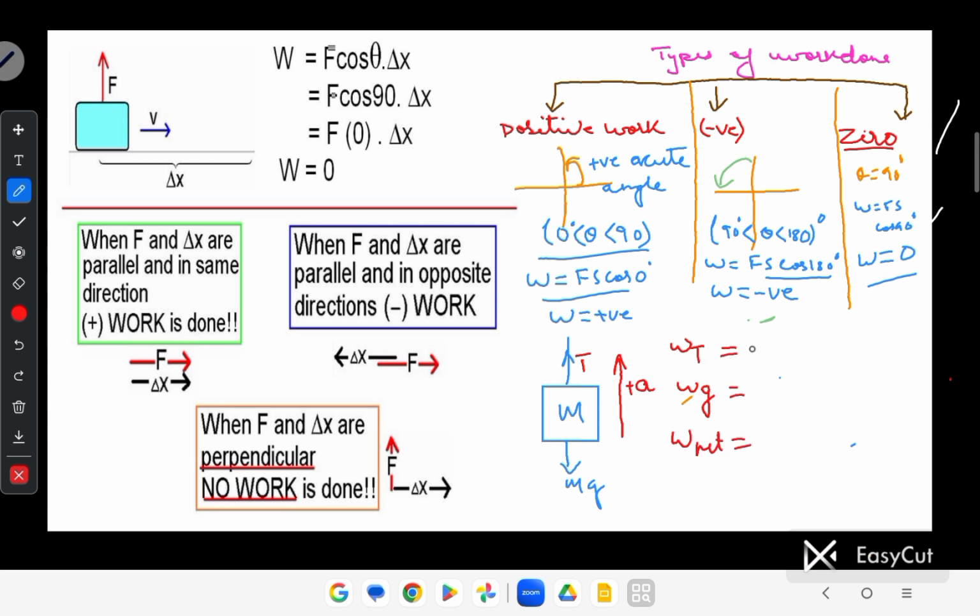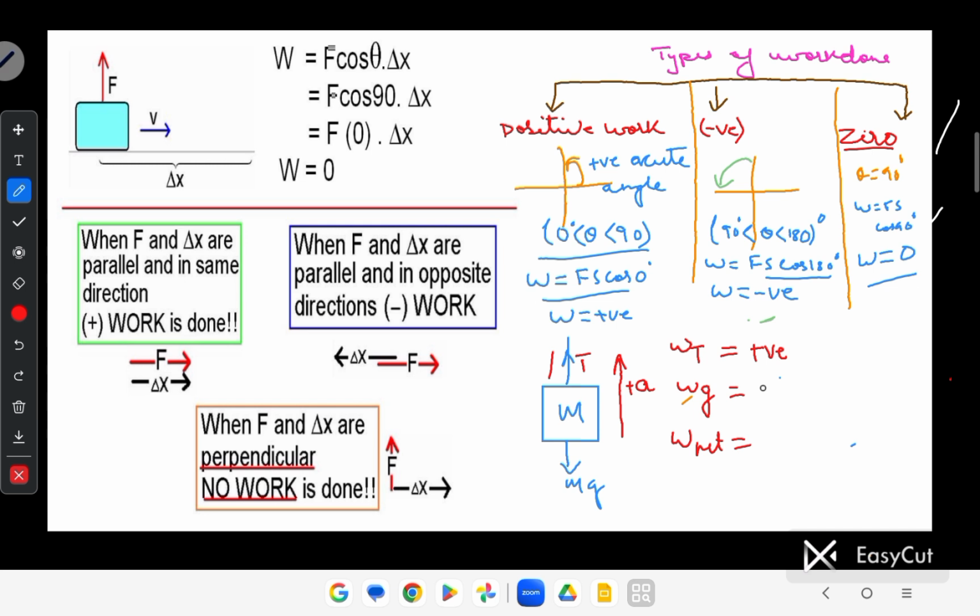So let's find it out. As we have got, if the force and the displacement both are in the same direction, then the work done is said to be positive, and the angle should be more than 0 degree and less than 90 degrees. In this case, work done by the tension: it's going up, meaning in the direction of the tension only it's moving. Can I say this is positive work done? The answer is yes. Why? Because the tension and the acceleration are both in the same direction.